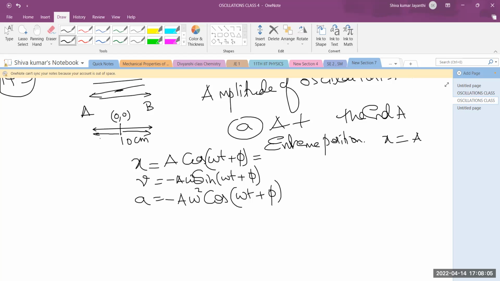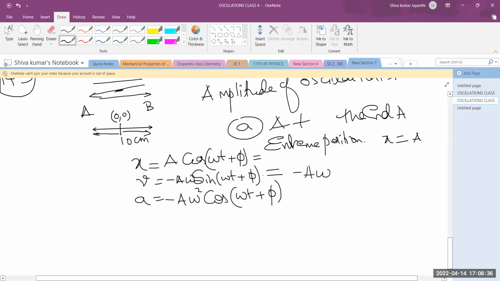At t equal to 0, the body is at extreme position. What are they asking us to find out? Signs, such as sign of velocity and acceleration. What happens to velocity at extreme position? You check this equation. Velocity at extreme position is what? Minus. So it is minus.